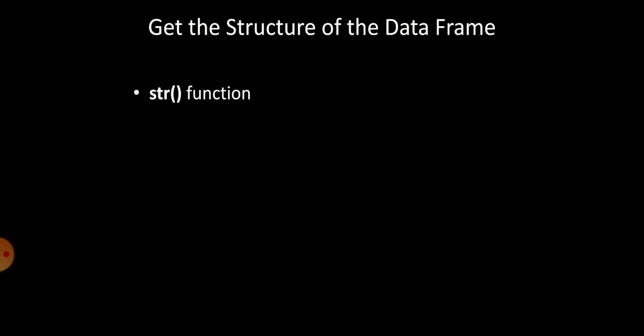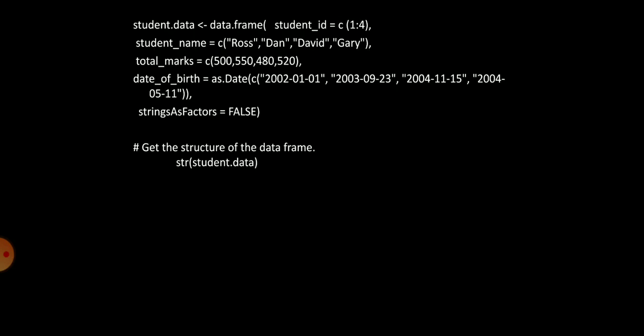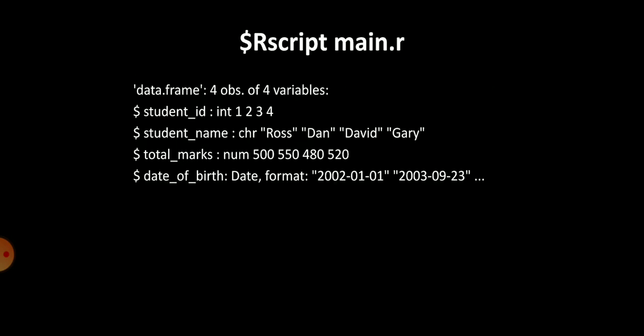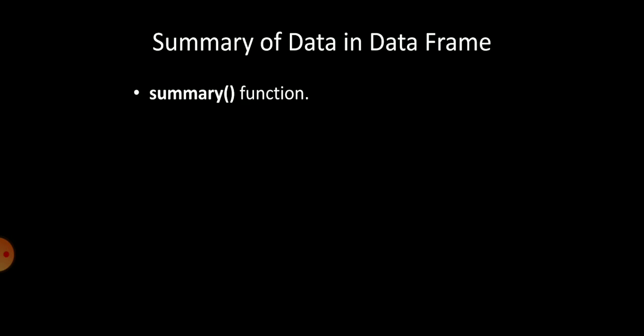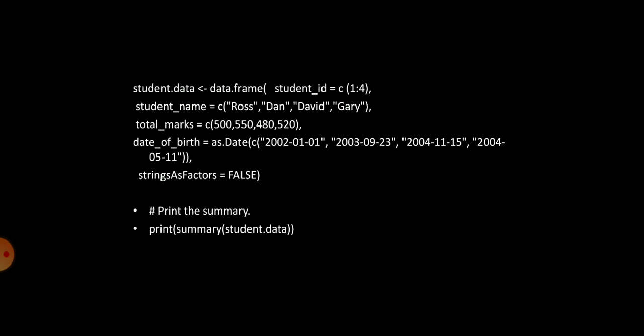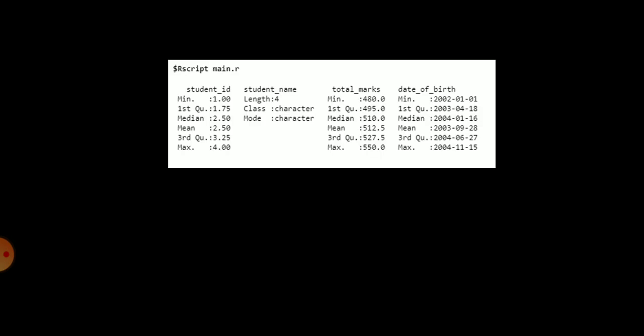If you want to get the structure of the data frame, you can use the str function which will give you the following output. Here is the output. You can also get the summary of data in the data frames by using the summary function. This is the summary function. This is the output.